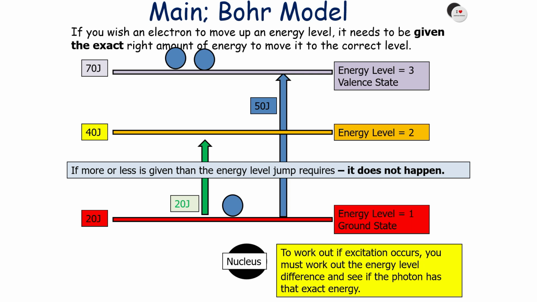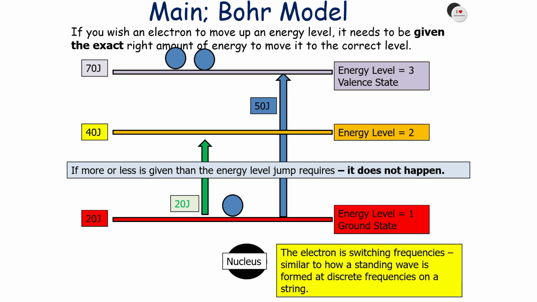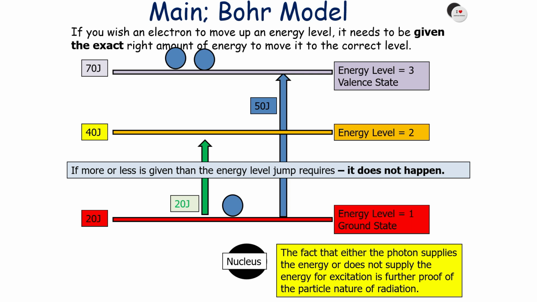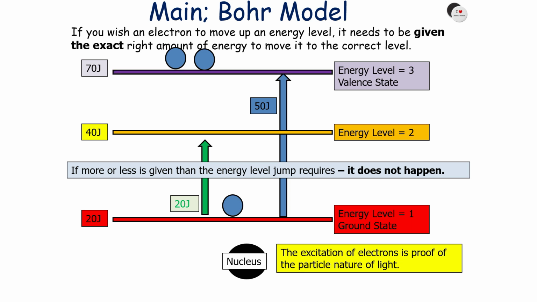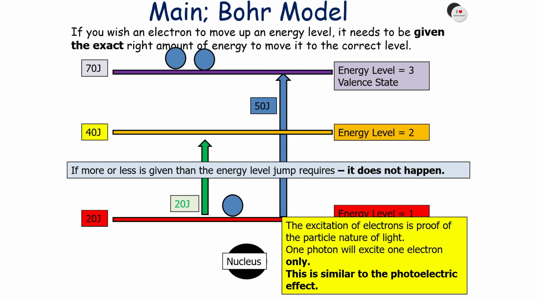Now to work out if excitation occurs, you work out the energy level difference and see if the photon has that exact energy. This is the reason why the electron needs the exact energy, because it has a wave nature. The electron is switching frequencies, similar to how a standing wave is formed of discrete frequencies on a string. Now the fact that either the photon supplies the energy or does not supply the energy for excitation is further proof of the particulate nature of radiation. So it is proof of the particle nature of light, because one photon can only excite one electron at a time, similar to the photoelectric effect.